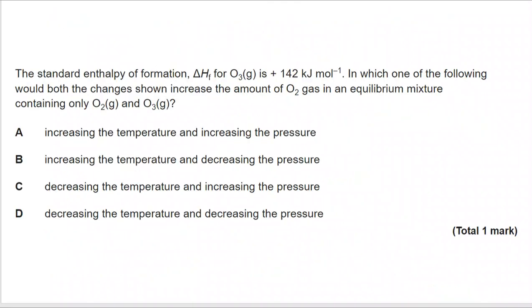Moving on to the next question, we have got here enthalpy of formation for O3. So let's have a look at that. This isn't the enthalpy of formation, by the way, it's twice the enthalpy of formation, because that would be making 1 mole of O3. But we've got a ratio here, 3 moles of O2 make 2 moles of O3.